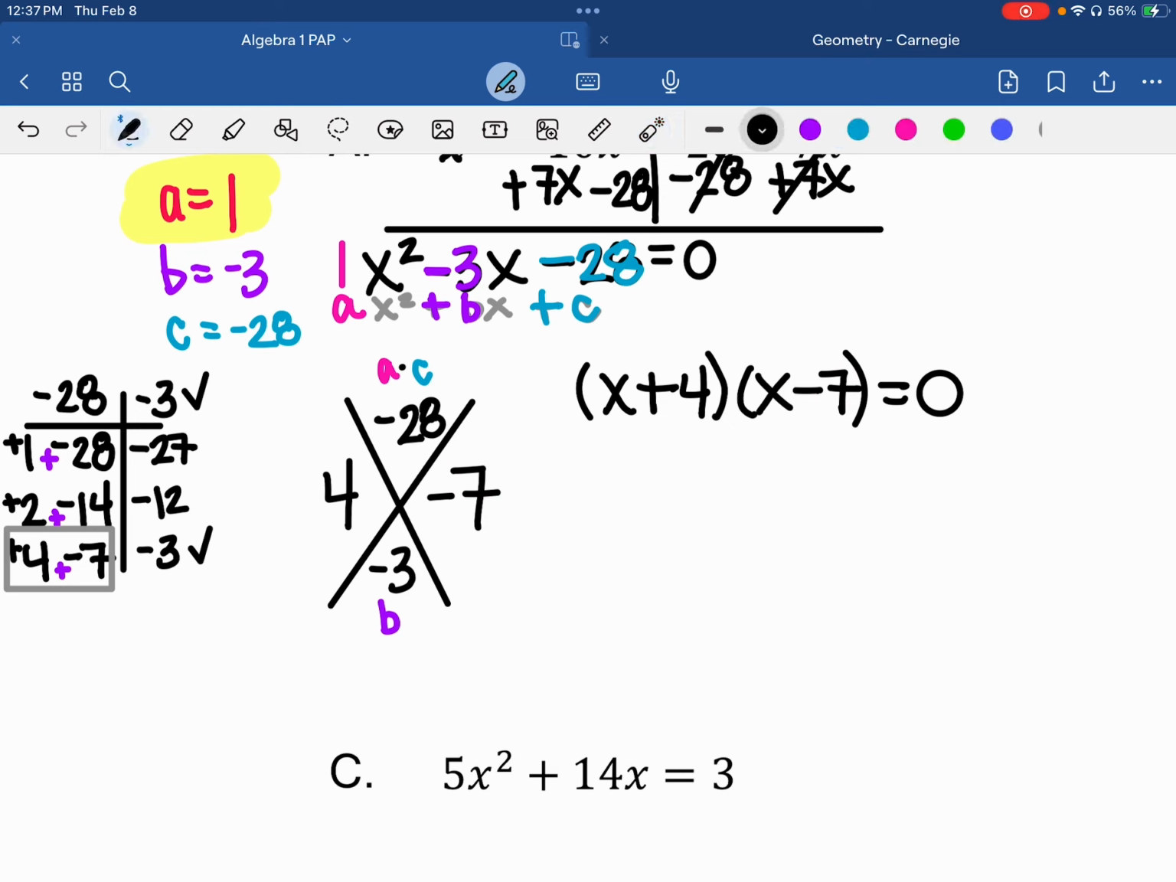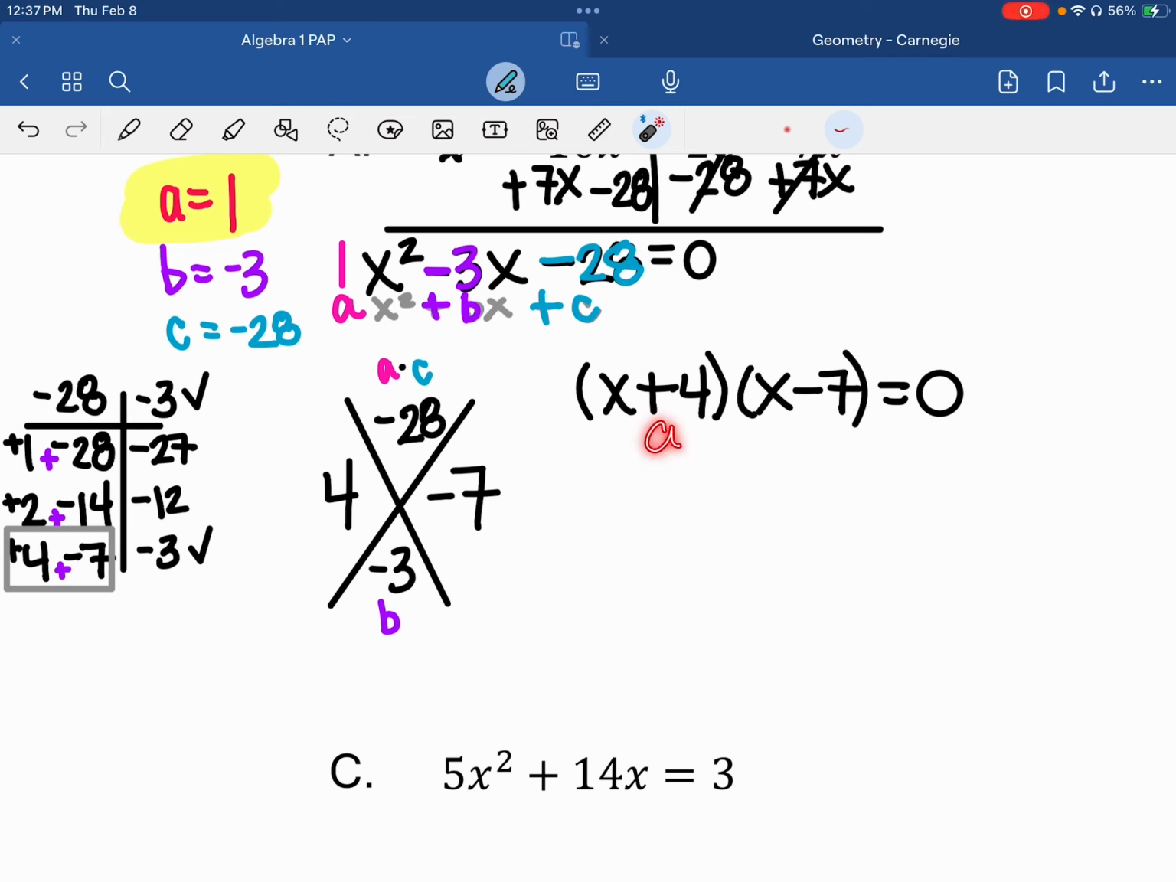Okay? All right, we want to go one step farther and we want to go ahead and solve, right? We want to know what are the x-intercepts, what are the solutions, what are the roots, what are the zeros. So I'm going to take my two factors.